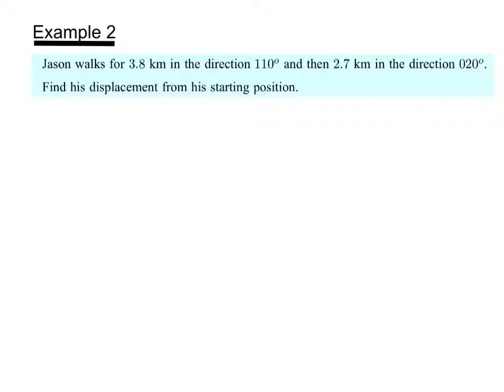Now there's a couple things that we need to take into consideration here. One is that we're dealing with bearings again. And with bearings, remember that 0 degrees is pointing north. Secondly, we're asked to find his displacement, which means that we're actually finding his direction and the distance traveled. And that's because displacement is an example of a vector. So whenever we're asked to find a vector, we need to find both the direction and the distance, even if it's not explicitly stated. So let's get started.